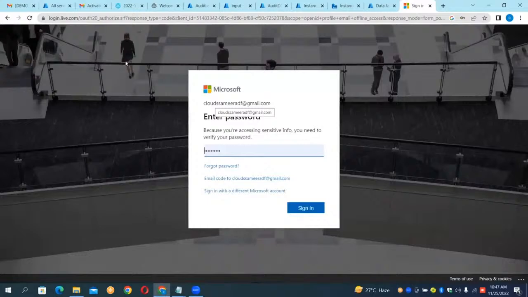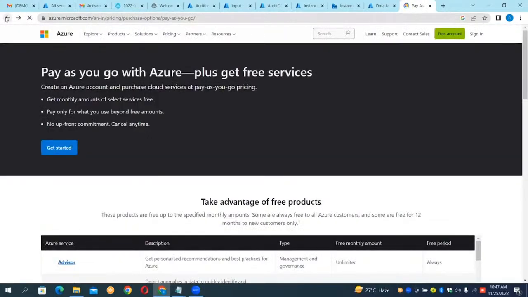Anyway, it's taking me directly because I'm already logged in. If you click on get started, it will ask you for some details, such as your mail ID. Once you enter your mail ID and everything, finally it will ask you for the credit card. If you provide the credit card, it will deduct 2 rupees from your credit card, guys.